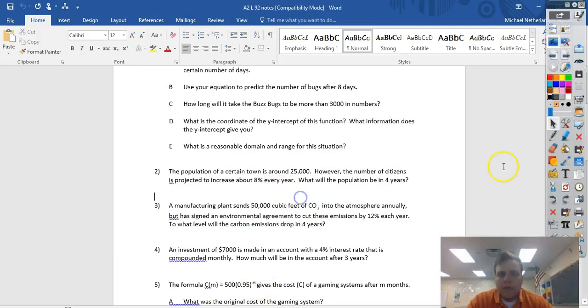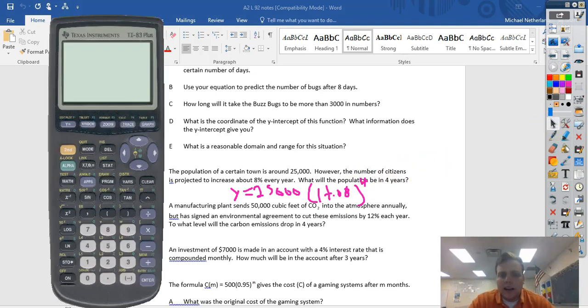So for this problem, it says the population is around 25,000. However, the number of citizens is projected to increase by 8% every year. What will the population be in 4 years? So this is a simple y equals 25,000, that's my starting amount, times 1 plus 0.08 raised to the 4th power, because that's the total number of years. So we're just going to plug this guy in a calculator, and we're going to have our answer.